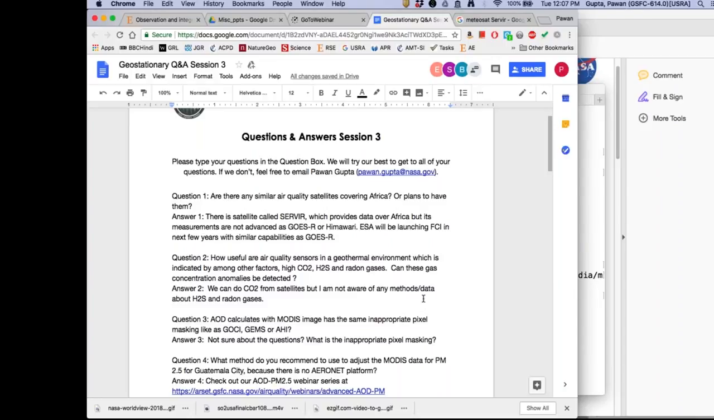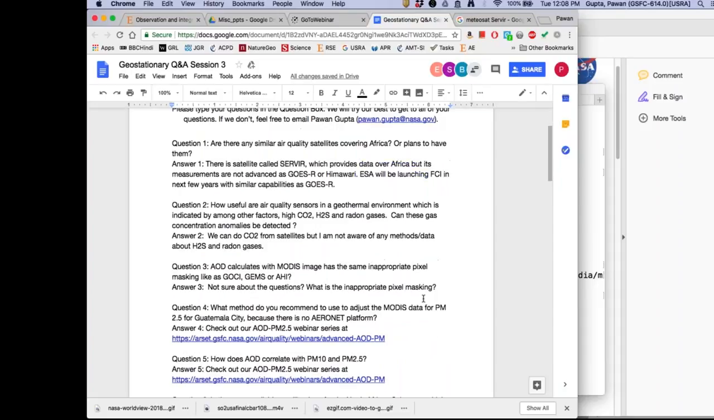There is the satellite sensor called Surveyor, which is on board one of the Meteosat satellites by the European Space Agency, which provides data over Africa. Although it is an old GOES imager type sensor and does not have that many spectral bands, so it's not as advanced as GOES or HIMAWARI sensors. In the next few years, ESA will be launching a sensor called FCI, which will have similar capabilities as GOES.